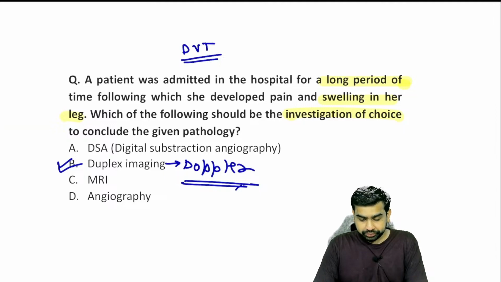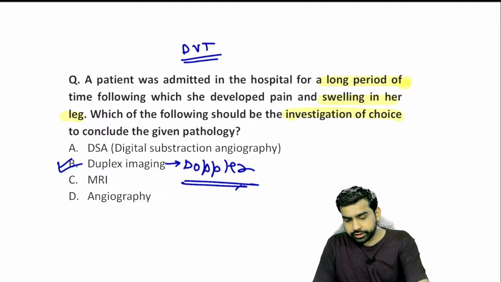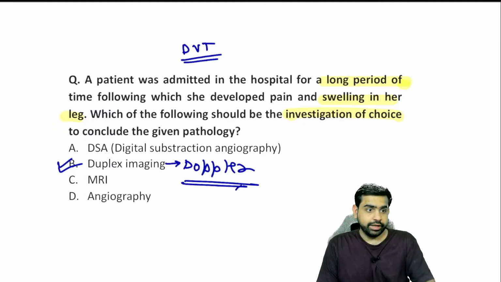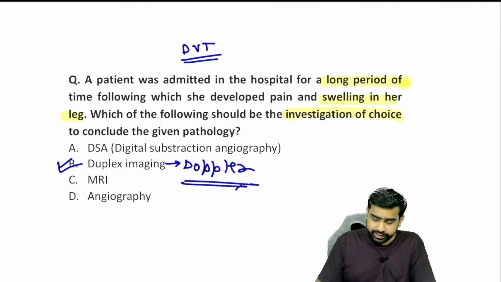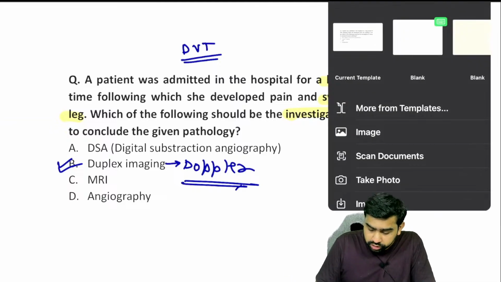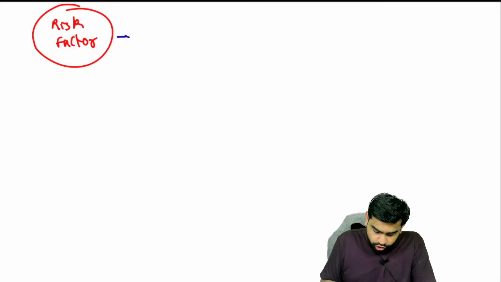Now let's talk about the DVT in a bit more detail. DVT basically means deep venous thrombosis. And what is the risk factor for the development of a DVT? The risk factor for the development of the DVT is immobilization.